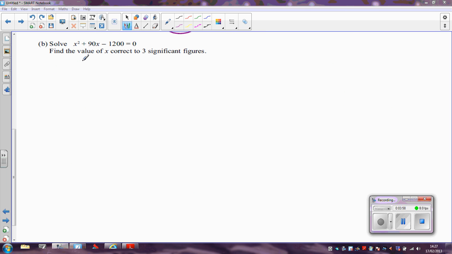Okay, here we have a quadratic equation which we now need to solve. Now, it is absolutely pointless to try to solve this quadratic equation by factorizing. The reason for that is because I am told that I'm going to find x to 3 significant figures. There's a big clue there. If you're ever told to solve the quadratic equation and give the answer to 3 significant figures or 4 significant figures or 2 decimal places, it means it doesn't factorize. You're going to have to use the quadratic formula.